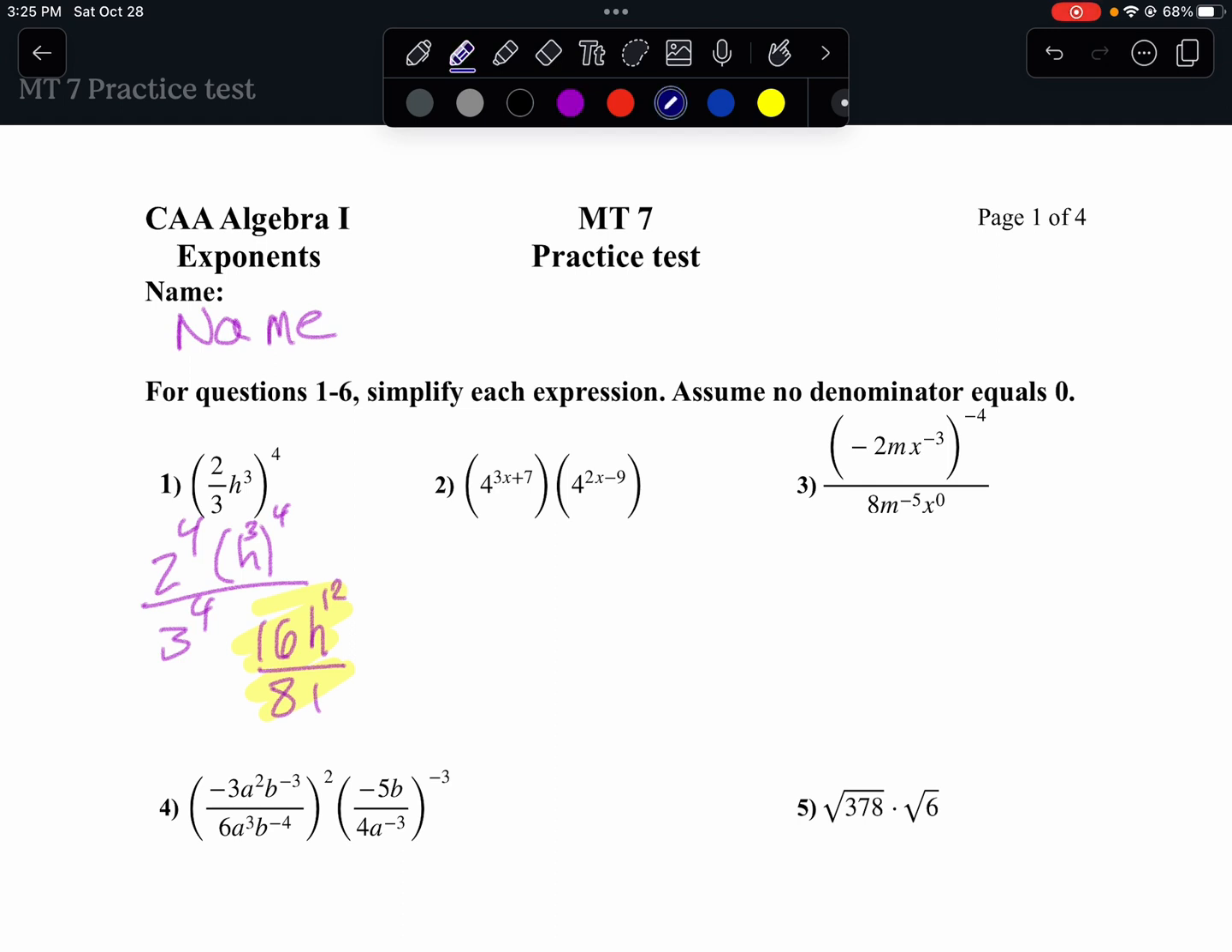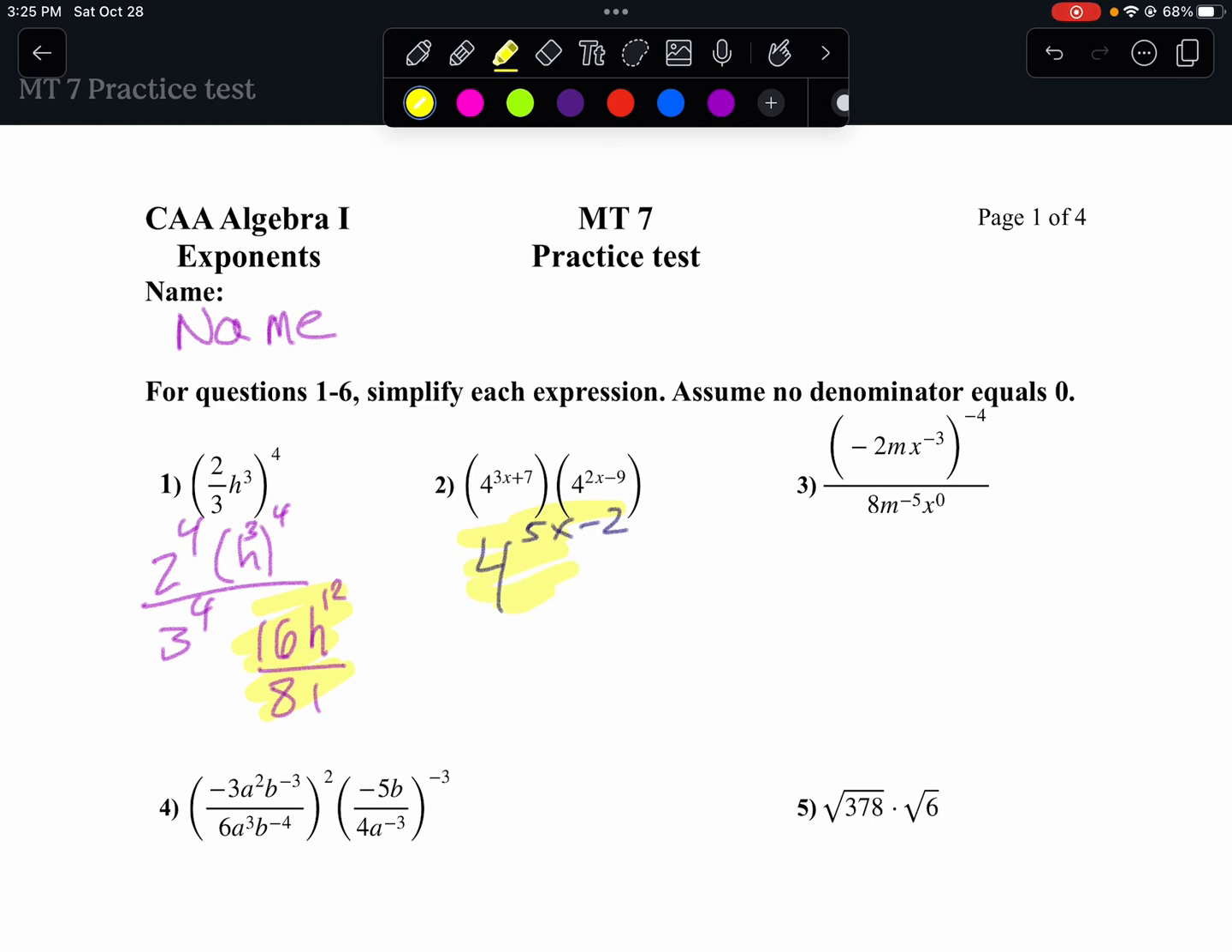Now in problem number 2, when we multiply, we add our exponents, as long as we have the same base, which is what we do here. So 3x plus 2x is 5x. And 7 minus 9 is negative 2. So we get 4 to the 5x minus 2 power.